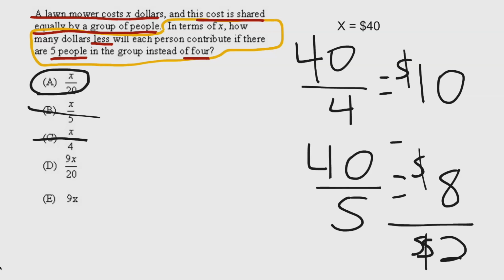For choice D, 9 times X, that's 9 times 40, equals 360. 360 divided by 20 is 18. It can't be D. And for E, 9X is again 9 times 40, 360. It's way too high. So what that means is we found our final answer. It can only be A, X over 20.